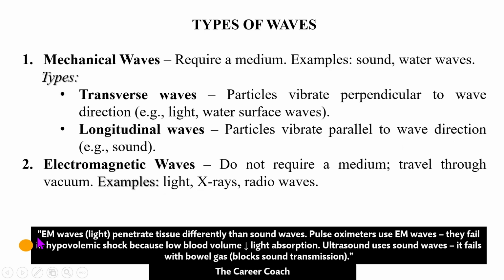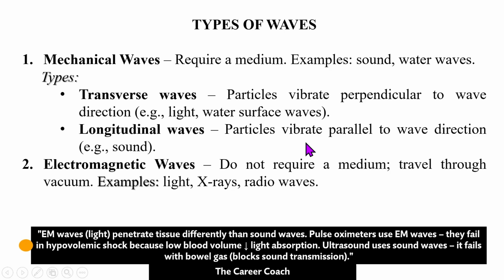Take note of this. Electromagnetic waves, for example light, penetrate tissues differently than sound waves. Pulse oximeters use electromagnetic waves. They fail in hypovolemic shock because low blood volume decreases light absorption. Ultrasound uses sound waves. It fails with bowel gas. It blocks sound transmission. So please check whenever you are having issues with your pulse oximeter.